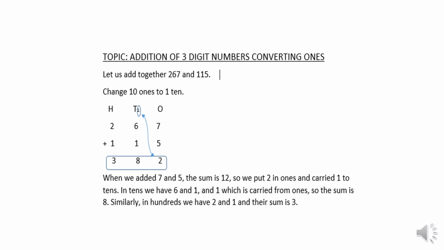When we add 7 and 5, we will start from ones, and the sum is 12, so we put 2 in ones and carry 1 to the tens. In tens we have 6 and 1 which is carried from ones, so the sum is 8. Similarly, in hundreds we have 2 and 1 and their sum is 3.